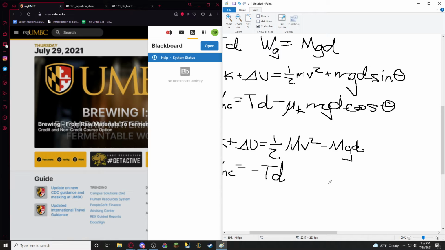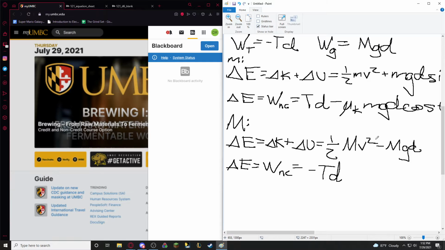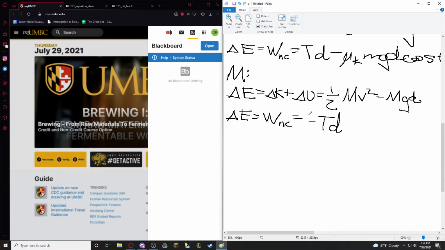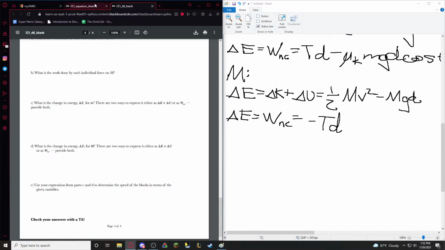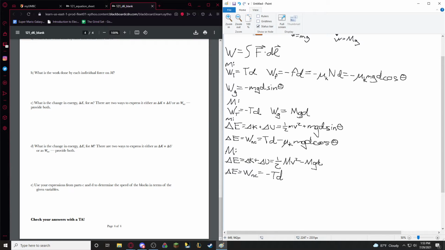Oh, I think their solutions are actually wrong. That's funny. Yeah, the solutions on the discussion are wrong. But anyway, we found all our different changes of energy based on both the non-conservative work as well as the delta K plus delta U. So how can we find the final speed of the blocks?